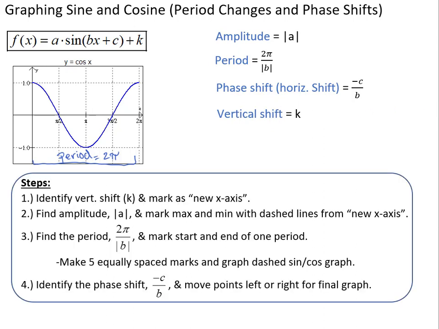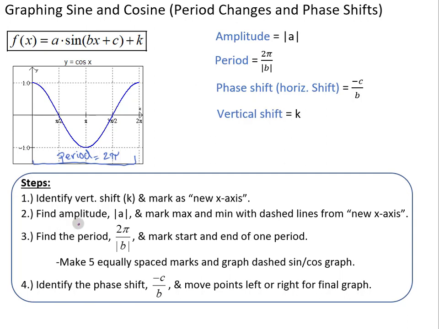Okay, so here are some important steps. You want to take a second to write these down because we're going to need these when we have all these complicated versions of a sine and cosine graph. I found this to be the easiest over the years. We're going to start by identifying the vertical shift, our k value, and mark that like it's our new x-axis. So we're going to essentially shift our graph up or down k units, and mark that as the center of my graph.